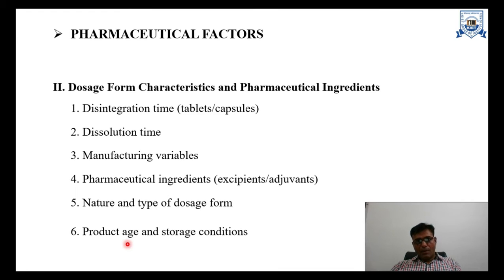Now, the other type of pharmaceutical factors is dosage form characteristics and pharmaceutical ingredients. We add different types of excipients. This depends on disintegration time, dissolution time, manufacturing variables, pharmaceutical ingredients or excipients, the nature and type of the dosage form, and product age and storage conditions.